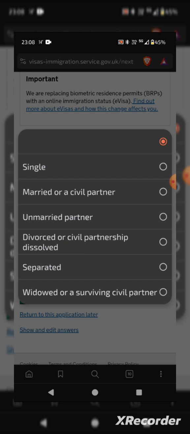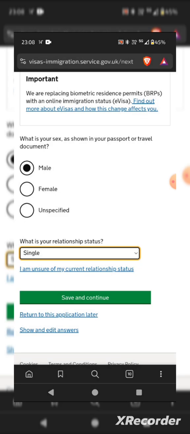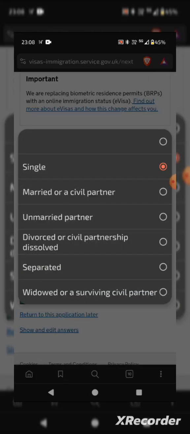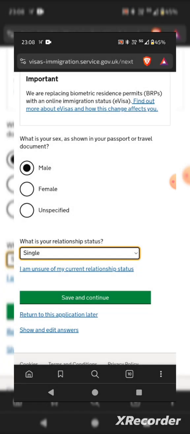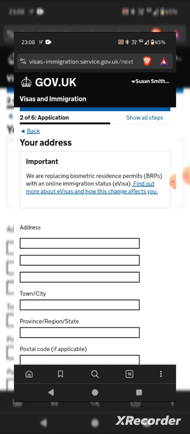Okay. Remember, whatever you are choosing here, you will need to support it. If you are married, you need your marriage certificate, all those things like that. If you are single, you don't need anything. I mean, you are single, you are single. If you are an unmarried partner, show proof of the unmarried partner, all those things like that. So if you are single, single, yes.